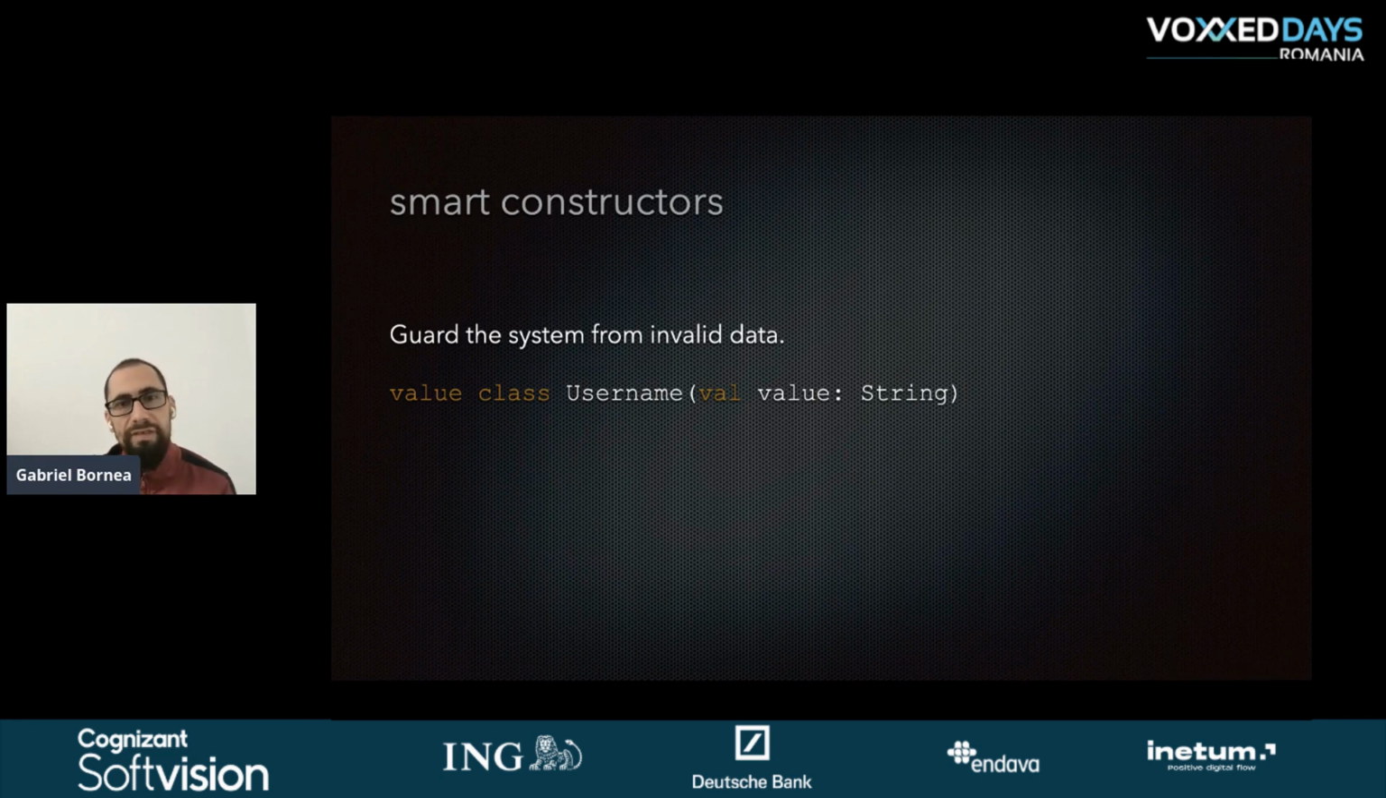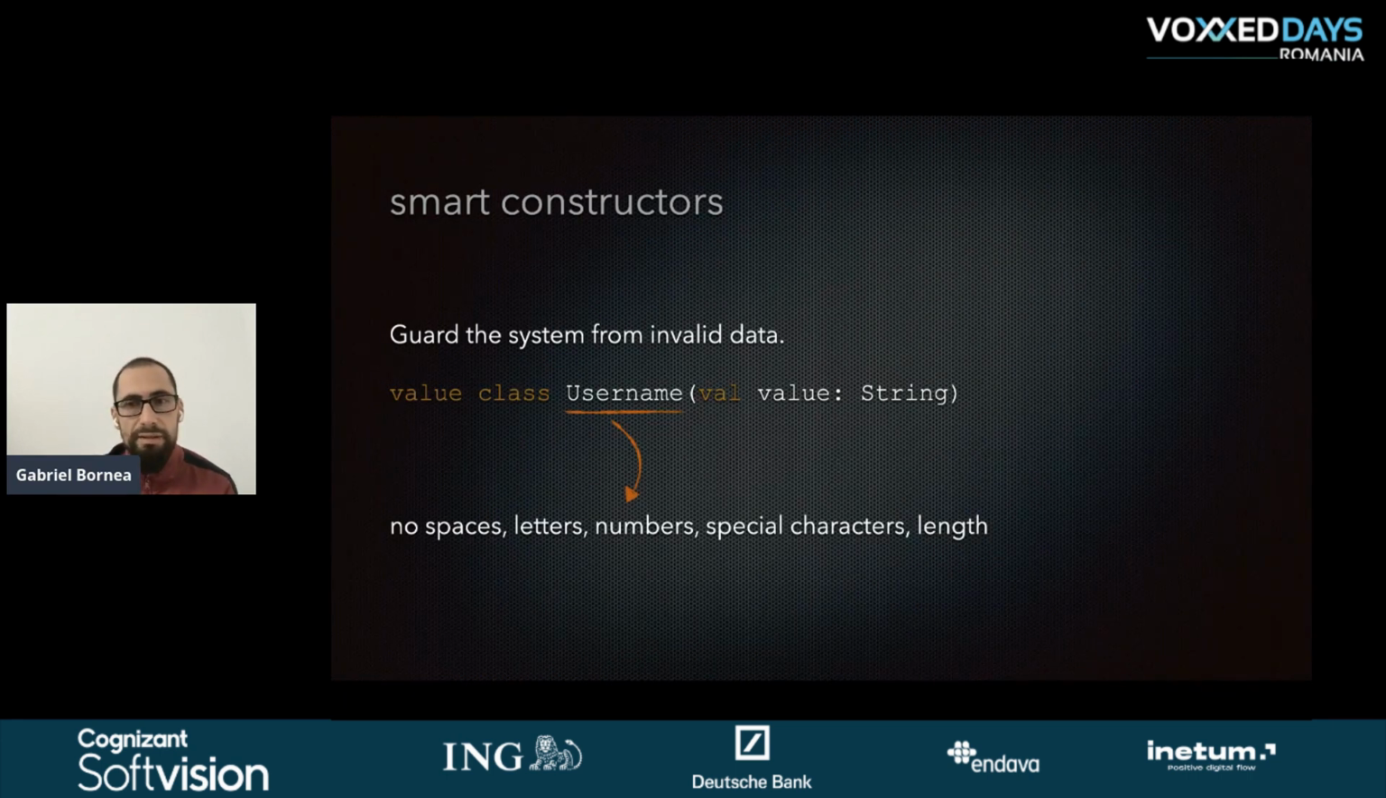let's see what a valid username from a business perspective would look like. In this case, a username may be something that contains no spaces. It has only letters, numbers, maybe some special characters, and a specific length. And from a business perspective, this is a valid username. But what's going to stop me from putting something like my username with a space? Absolutely nothing. The compiler cannot help me. And again, I will introduce invalid domain data.